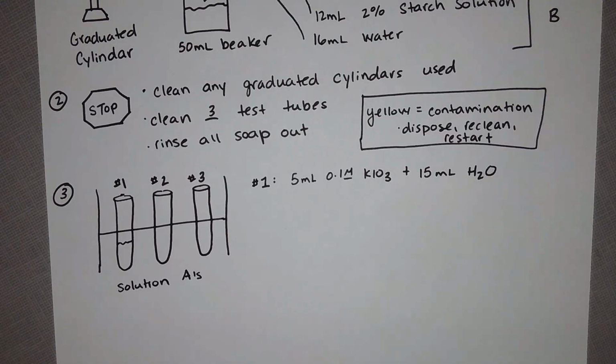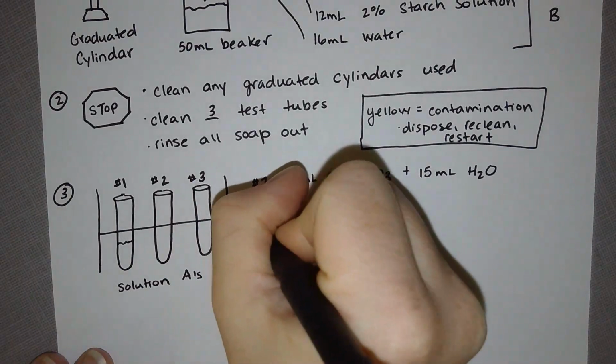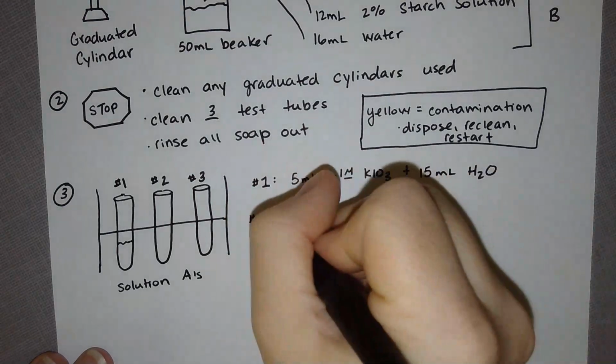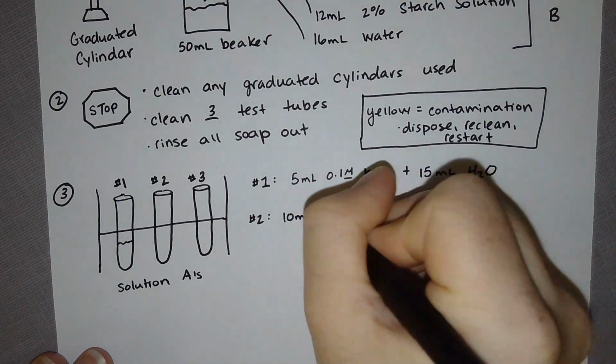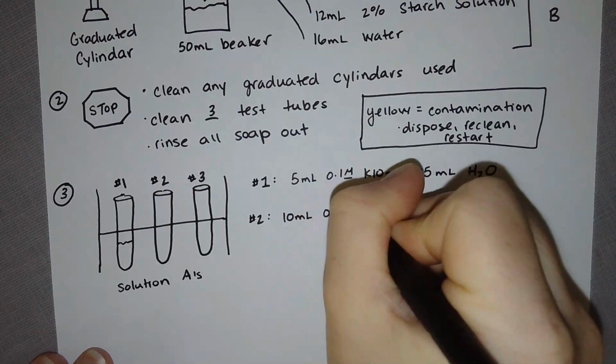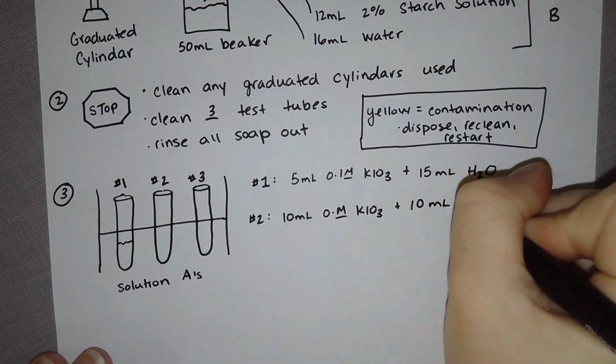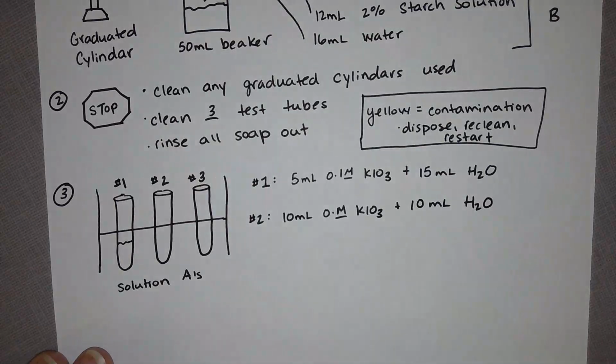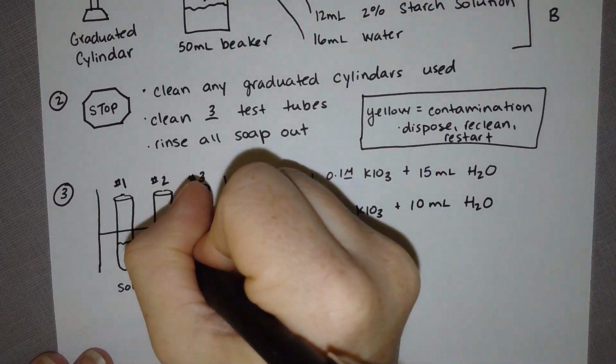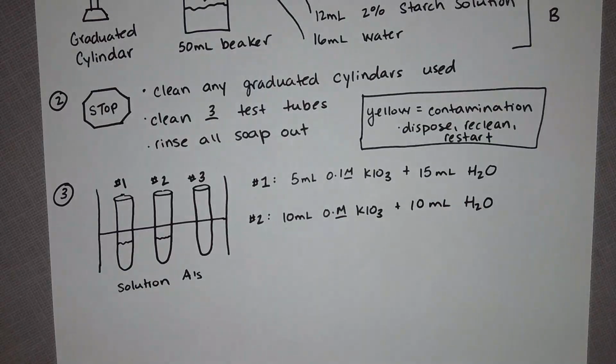Test tube 2, we're going to use the same chemical, but in a different amount. So in test tube number 2, we are going to put 10 milliliters of potassium iodate, and 10 milliliters of water. So the total volume stays the same. You can kind of check your work. All of these should be at the same level. 20 milliliters total volume of solution A, varying amounts of potassium iodate, which means varying amounts of water.